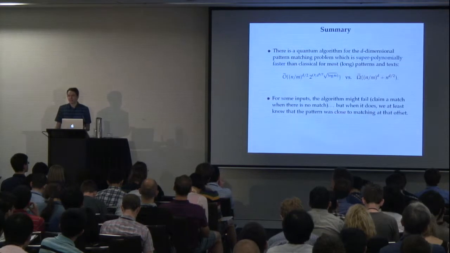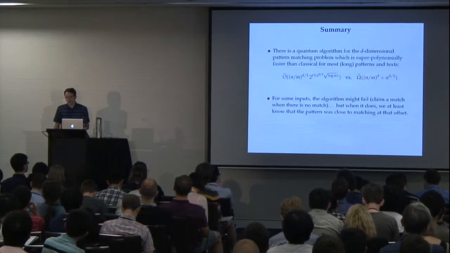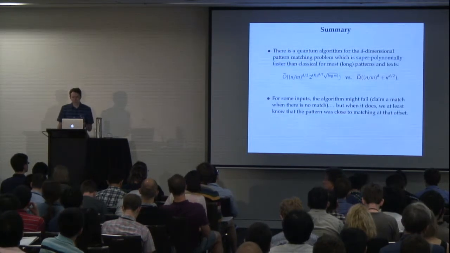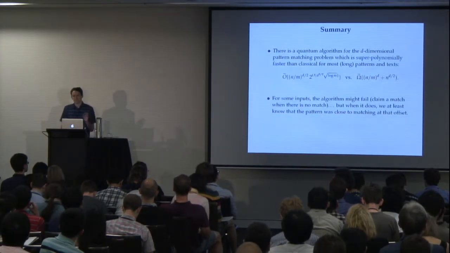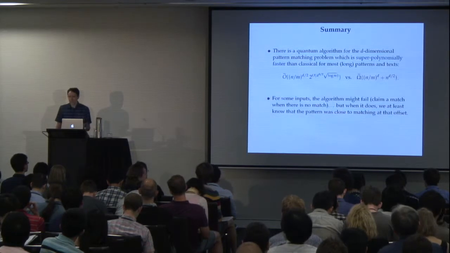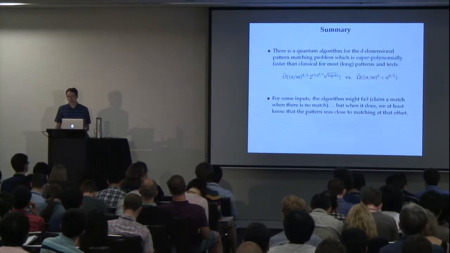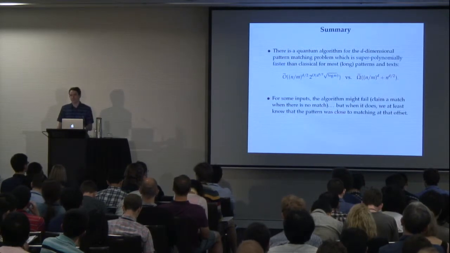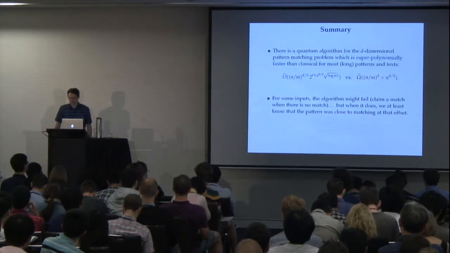In particular, it might claim a match where there's no match. And the sort of inputs where this will happen is if the pattern almost matches the text, but fails to match at a few positions. So there's some offset where the pattern's close to matching, but not quite. But at least when the algorithm does fail in this scenario, we know that the pattern was close to matching the text at that offset. So this gives us a notion of approximate matching. If the algorithm fails, we know that it was close to matching.